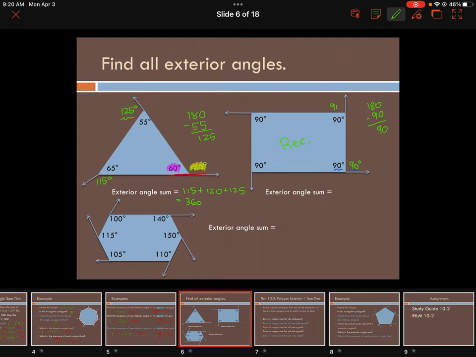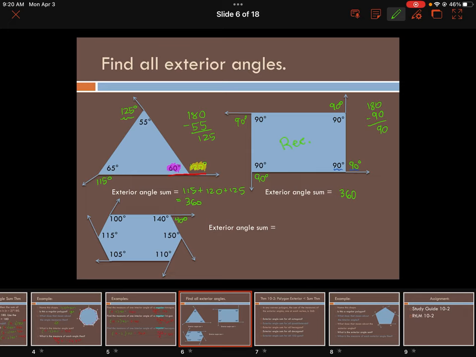What would the exterior angle sum be in a quadrilateral? You got 4 90-degree angles. Notice how it's also 360. So your interior angle sum for a quadrilateral is 360, and your exterior angle sum for a quadrilateral is 360. Okay, let's do one more example.